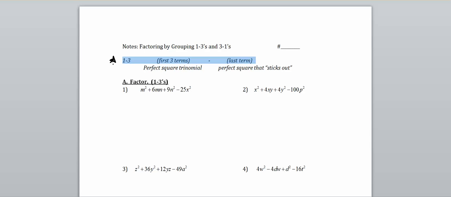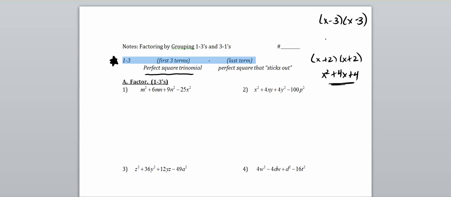What we mean by 1 3 grouping is that we're going to look for 4 terms, but within those 4 terms, the first 3 have to be a perfect square trinomial. What I mean by that is something like x plus 2 times x plus 2. When you have the same binomial squared and you FOIL that out, this is a perfect square trinomial. And that's true if I did x minus 3 times x minus 3, x squared minus 6x plus 9 is a perfect square trinomial. So what we're looking for is a perfect square trinomial for the first 3 terms.